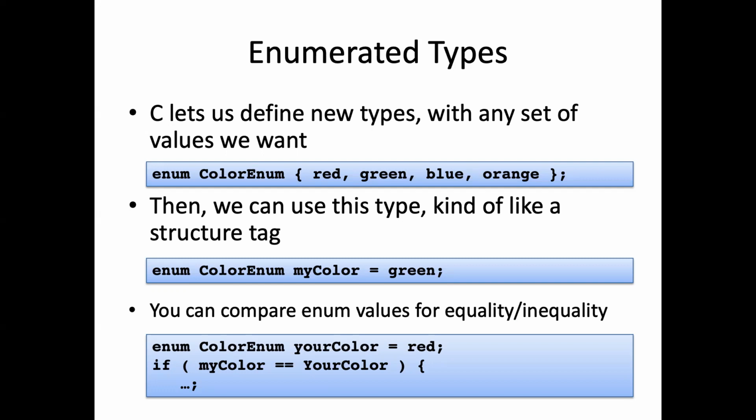Once I've defined an enumerated type like this color enum, I can use it kind of like you would use a struct. If I want to make a variable of this type, I have to use the enum keyword. So I'd have to say, I want to make an enum of that enumerated type. So enum color enum. And then I can declare a variable of that type. And I can give it a value that's any of these four values we said. So we said this enumerated type just has red, green, blue, and orange as its values. So I've got to assign it one of those four values.